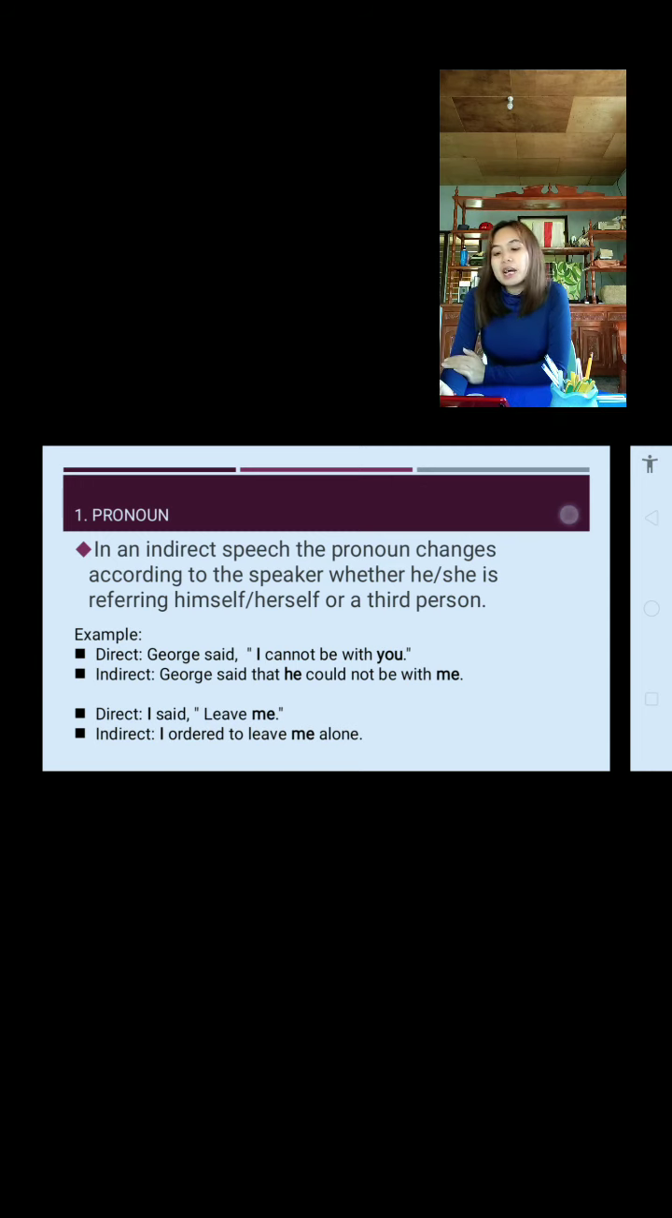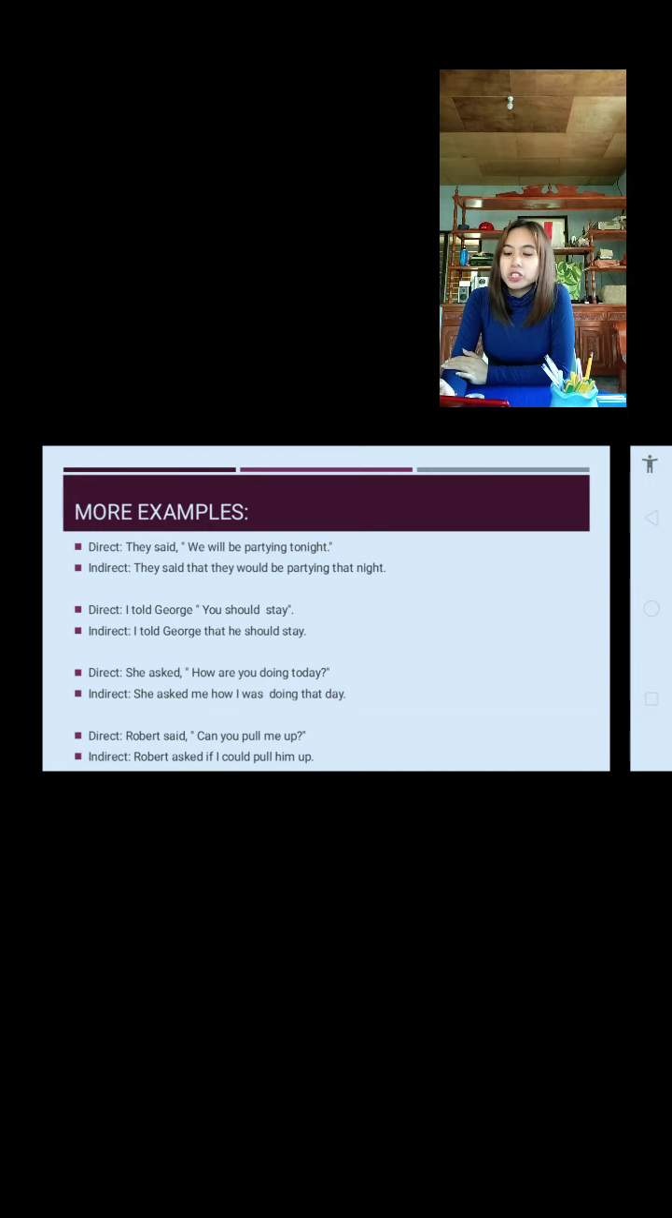Next, more examples. We have direct speech. They said, "We will be partying tonight." Our pronouns here are they and we. We'll transform it to indirect speech. It will become, they said that they would be partying that night. We is transformed to they.